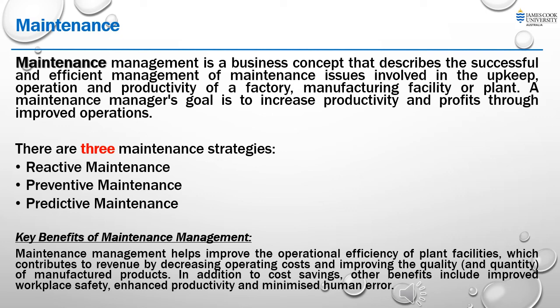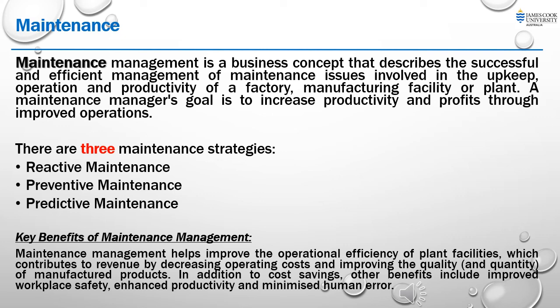profitability of an organization. Maintenance management involves a range of activities, including the development of maintenance strategies and procedures, the scheduling of maintenance activities, the monitoring of equipment performance, the management of maintenance personnel, and the implementation of maintenance programs.